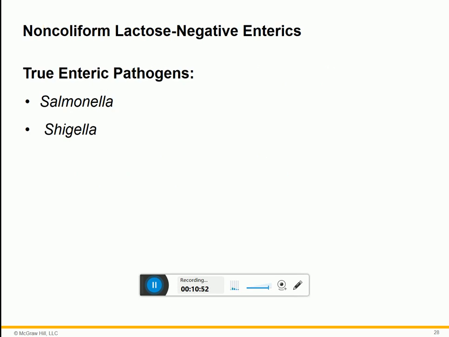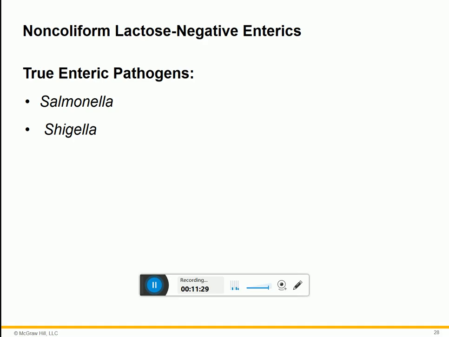Now we'll discuss these non-coliform enterics. So the non-coliform enterics, we said that these are enterics that are not part of the normal human microbiome. So they are considered true human pathogens. And what they have in common is that they do not ferment lactose. Okay, so E. coli, that was a coliform, and it was lactose positive, while these are non coliform and they're lactose negative.